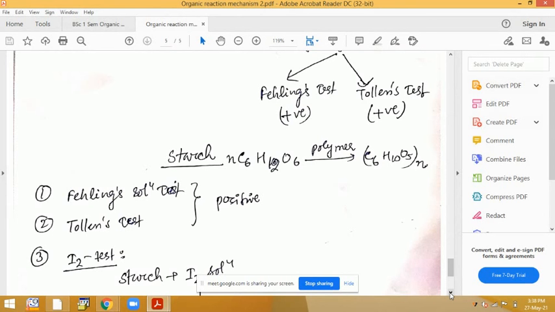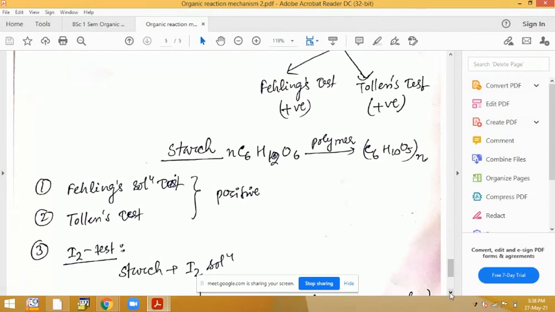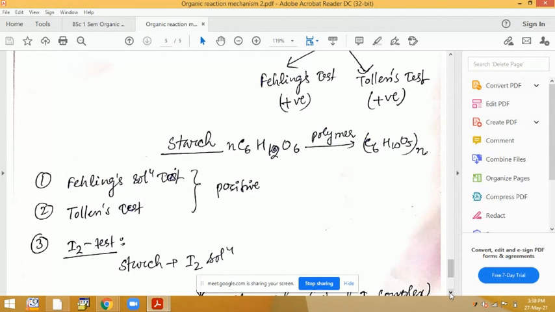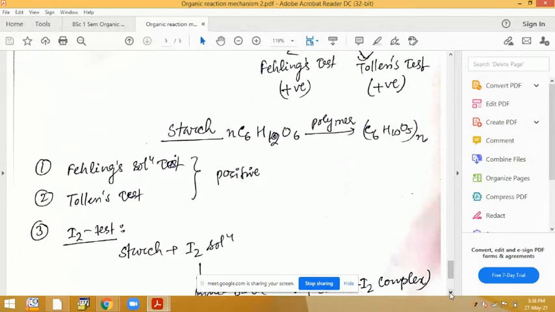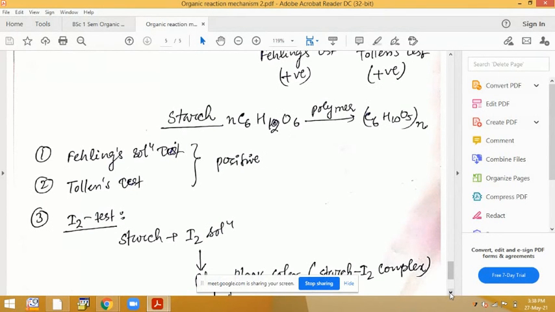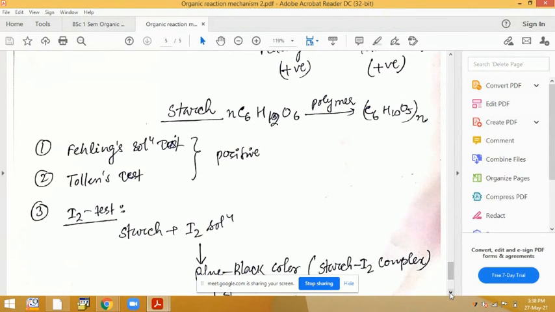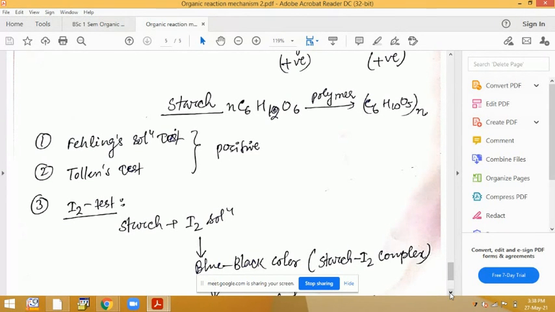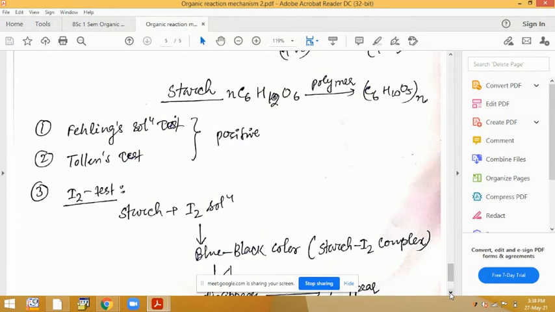Basically the starch shows the Fehling's and Tollens test positive, and you can differentiate this compound from glucose by the iodine test. You know, in your inorganic titration, I have already mentioned that when we do the iodine test, we add starch as an indicator in our titration, and the starch iodine complex forms a blue color solution or blue color complex. So a similar test we will do here. We have starch and we will add iodine solution, and they form a starch iodine complex which is blue black in color, that is the dark blue in color.